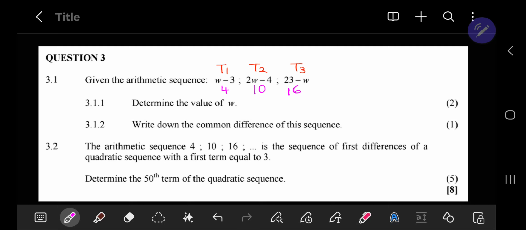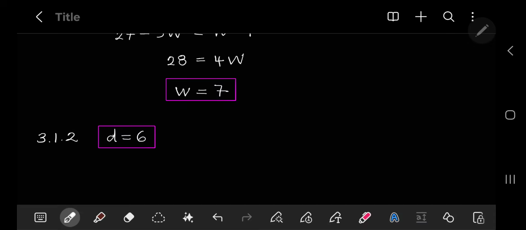Now, that is actually the next question. Write down the common difference of the sequence. It is only 1 mark, so there would be 1 mark allocated to the answer itself. So all we have to say is d is equal to 6.